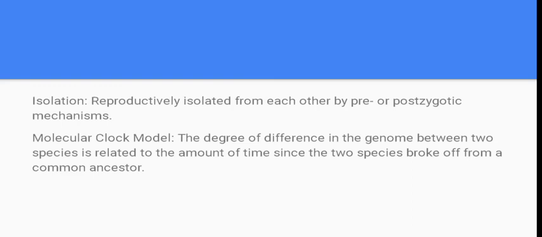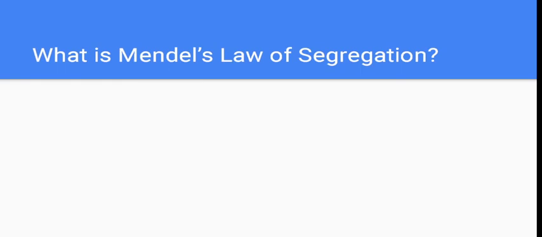And then you have isolation, where populations are reproductively isolated from each other. And then the molecular clock model, which is the degree of difference in the genome between two species. That's related to the amount of time since both species broke off from the common ancestor. Law of segregation, basically an organism has two alleles for each gene, which segregate during anaphase 1. This is why it carries only one allele for that trait.